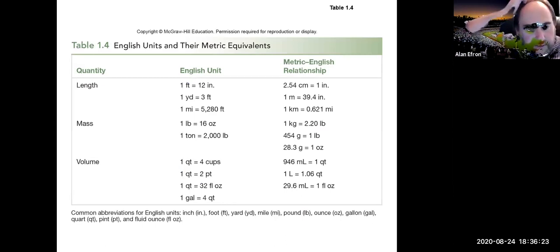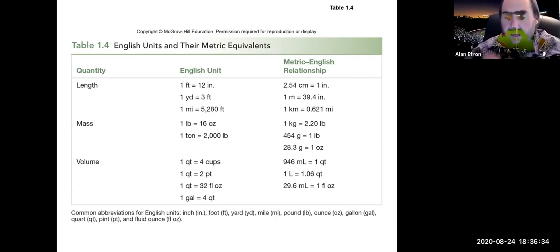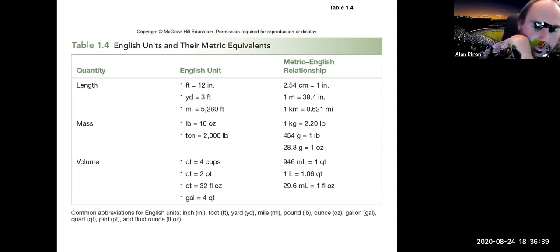Now, here's a bunch of equalities. Some are metric and metric, some are English to metric sort of relationships. Some of these, you should be familiar with. We do use them a lot along the way. 12 inches is a foot, obviously.